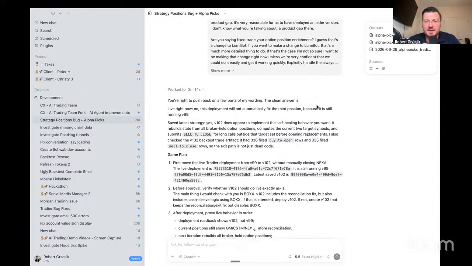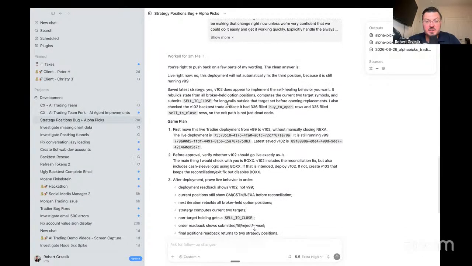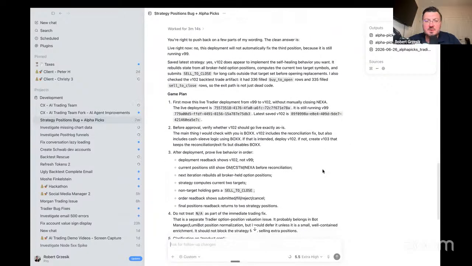So Alpha Pix one. Okay, you're right to push back. The clean answer is live right now. Save strategy, yes. 102 does appear to implement the self-healing behavior you want. It rebuilds state from all broker options, computes the current two target symbols, and submits sell to close.